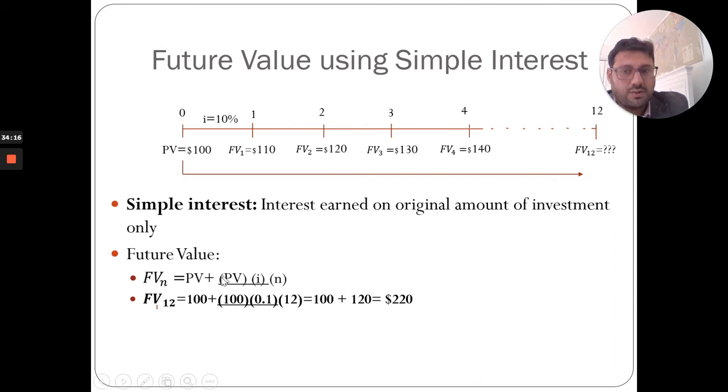So its formula is very simple: present value plus present value times the interest multiplied by the number of time periods. There are 12 time periods involved in this question. So it's basically $120 of interest, because $10 is the same interest which you will get every period, and there are 12 periods. So 12 multiplied by 10 will give you 120, plus the original $100 which you invested. So at the end of the 12th year, in this simple interest investment alternative, you will get 220.